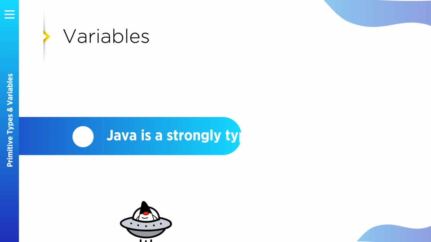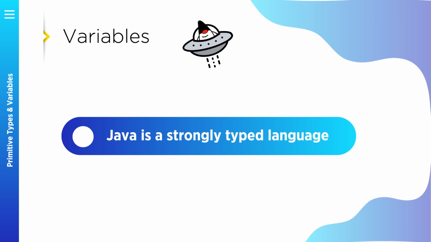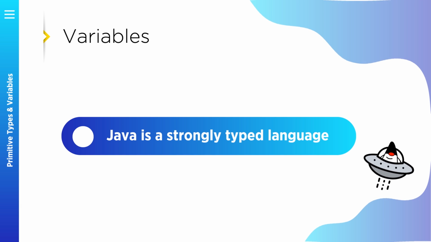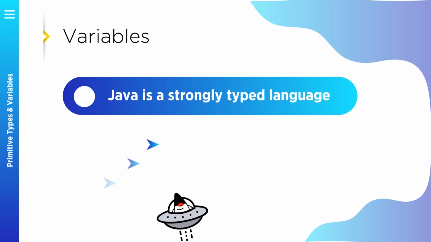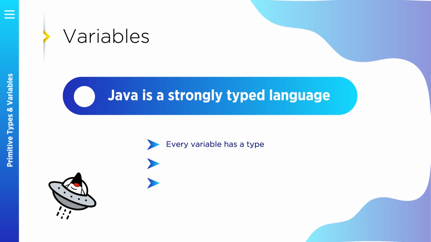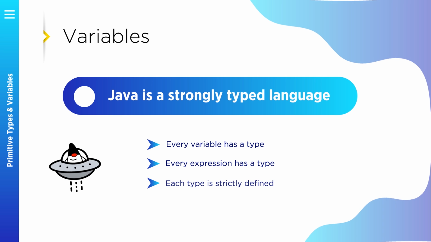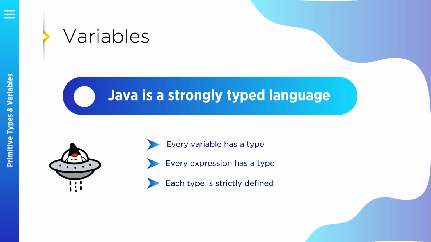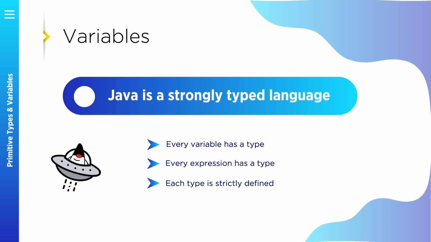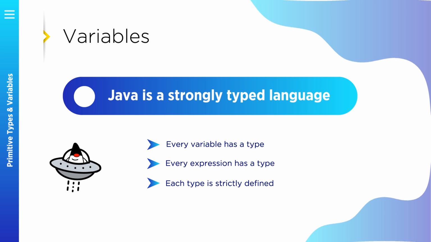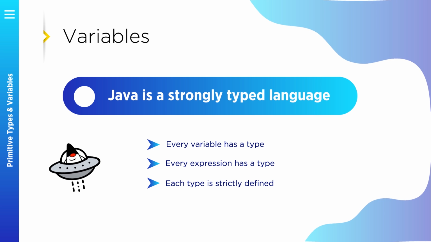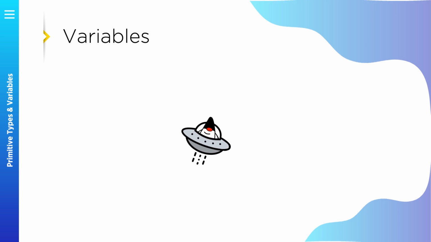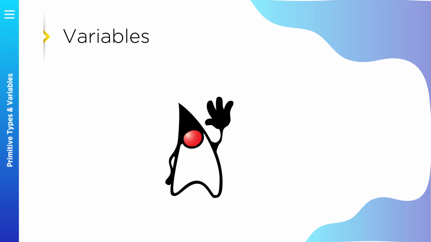Probably you already heard that Java is a strongly typed language. Part of Java's safety and robustness comes from this fact. What does it mean? It means that every variable has a type, every expression has a type, and each type is strictly defined. Also, all assignments, including parameter passing to the method call, are checked for type compatibility. The Java compiler checks all expressions and parameters to ensure that the types are compatible. In case of any type mismatch, the program simply won't be compiled. We will also learn in this lesson how type conversion works in Java.